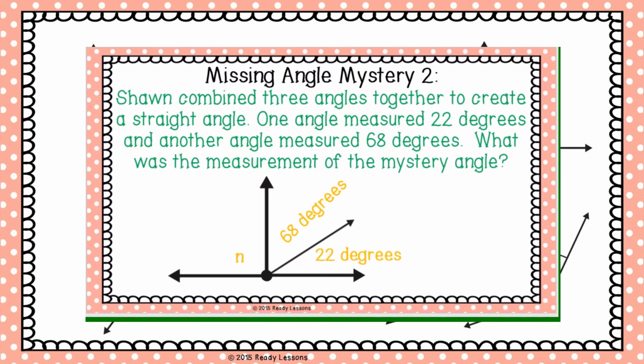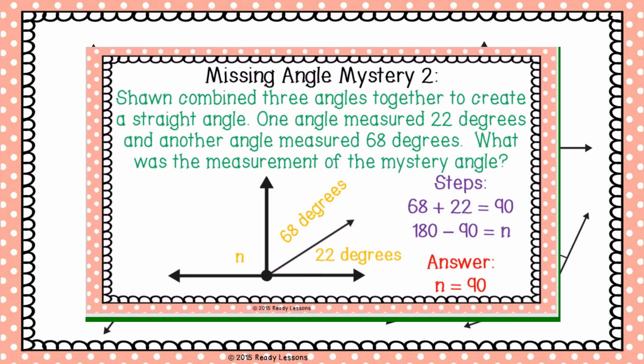Missing angle, mystery 2. Sean combined 3 angles together to create a straight angle. One angle measured 22 degrees and another angle measured 68 degrees. What was the measurement of the mystery angle? Pause, solve for your answer, and then start your video again, and let's check your answer.